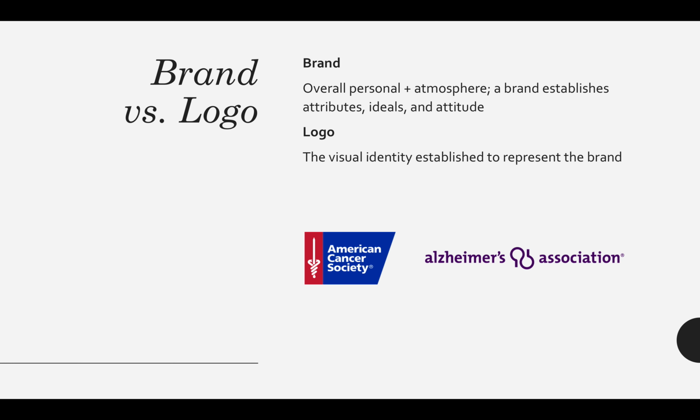In general, we talk about the brand being the overall personal atmosphere. The brand establishes its attributes, ideals, and attitude to the consumer. And then the logo is the visual identity that's established to represent that brand. So, since you guys will be dealing with nonprofits this semester, we'll use nonprofits as an example. Thinking of the American Cancer Society versus the Alzheimer's Association, they both fight and promote for health causes, but in completely different ways to a variety of audiences. So each of them has their own brand makeup and their own visual identity makeup.